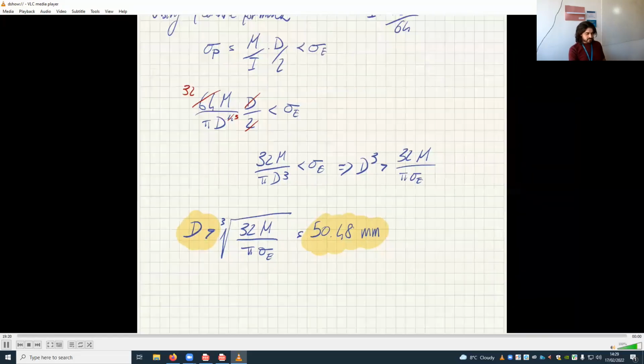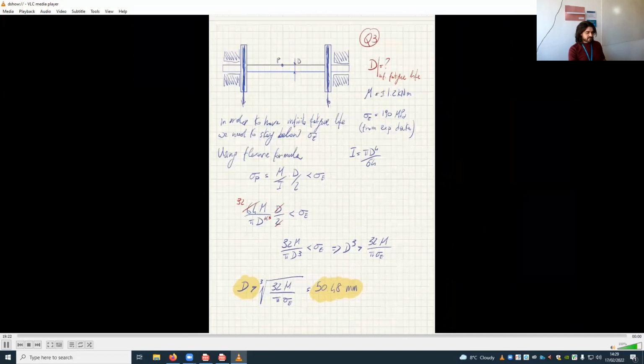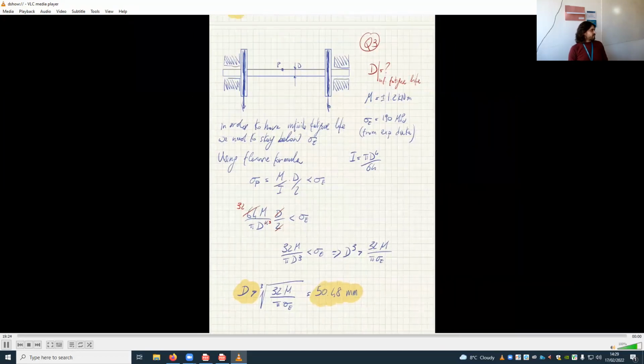Any questions? Again, as you can see, very easy. I think that's the easiest part, if you can figure out what quantities are involved. Safety factor, does it say safety factor? In this case, it's a safety factor of 1. So this 50.48 is for a safety factor of 1.